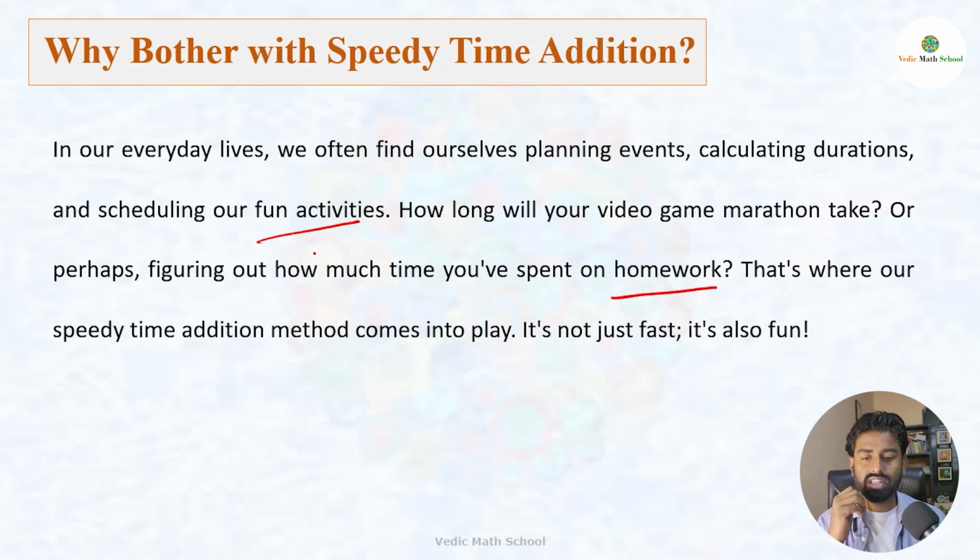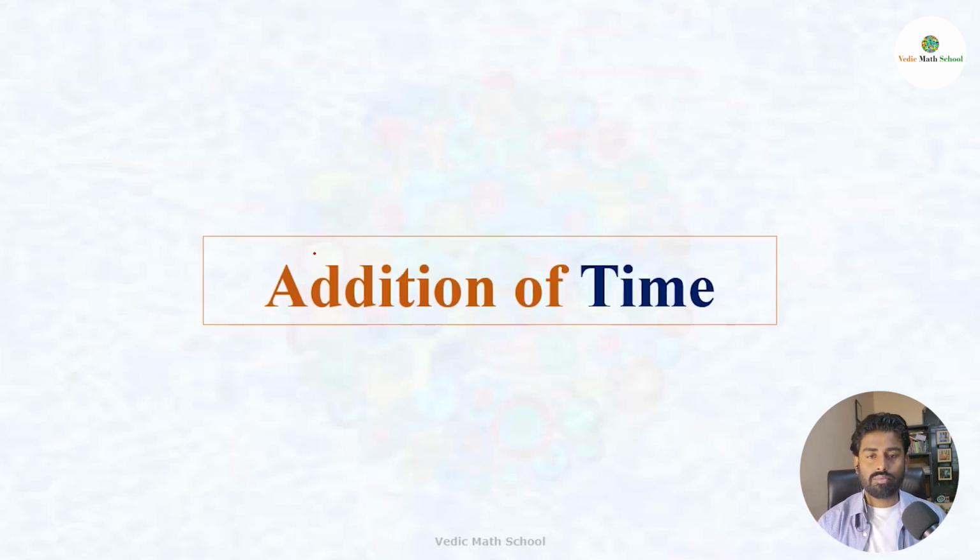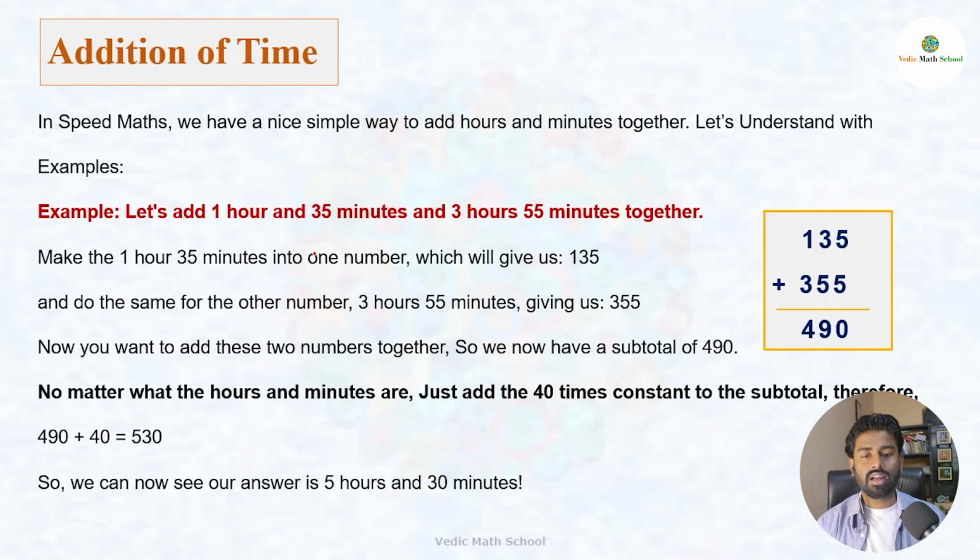The problem is that when you add time, it becomes difficult. You have to convert those numbers into minutes. Like 1 hour 30 minutes has to be added with 3 hours 55 minutes. You have to convert all these numbers into minutes first, then add them, and then divide by 60 and you will get the answer.